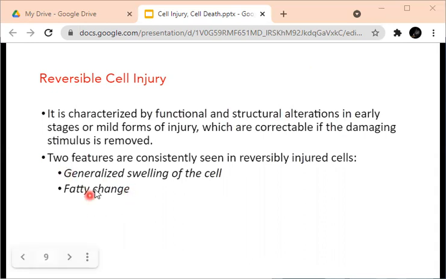Fatty change here is particularly seen in your liver, all right? Because our lipid metabolism happens there. Actually, in the liver there are many kinds of metabolism, no? Different proteins and all functions, the liver is actually multifunctional, all right? So the two features of reversibly injured cells are generalized swelling and fatty change.